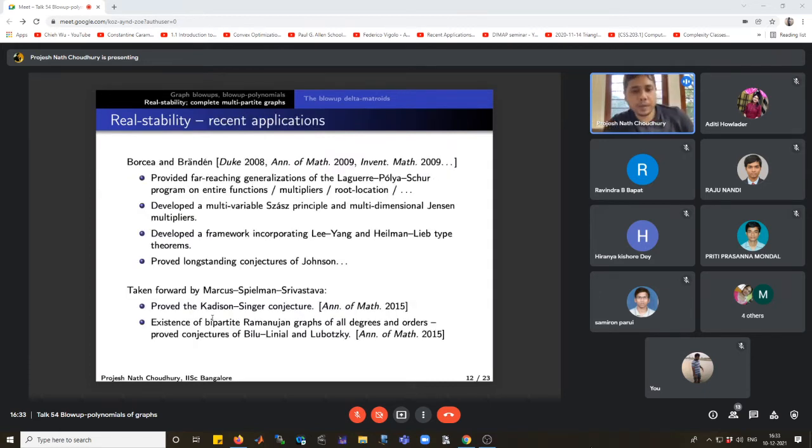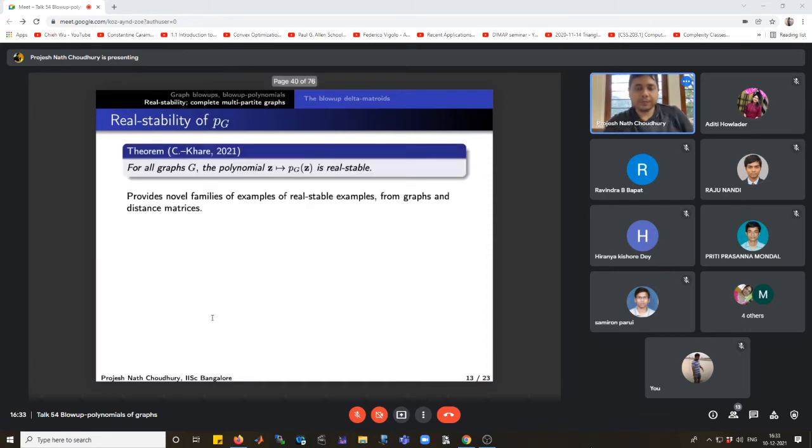This is a particular highlight of modern mathematics that comes from the study of real stable polynomials. So the point is, the Blowup polynomial that I mentioned is providing a new class of real stable polynomials, and it arises interestingly from graphs and distance matrices.